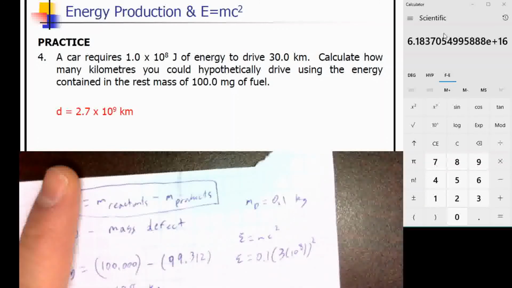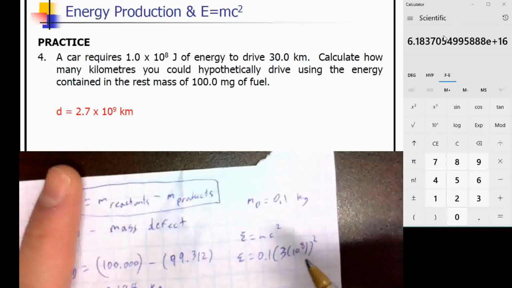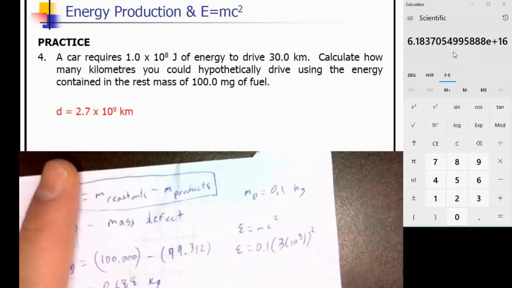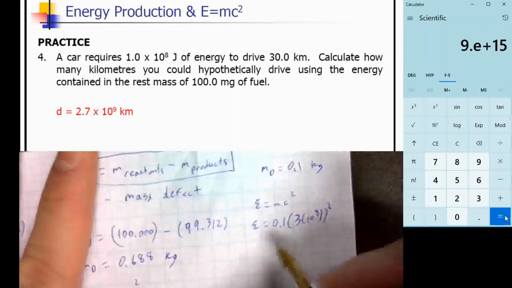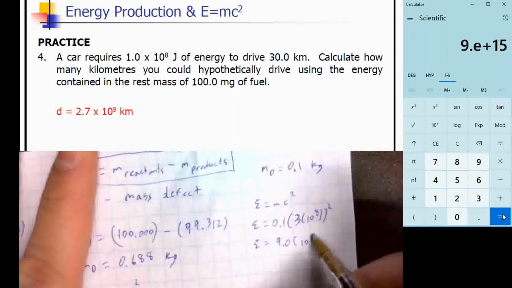Oh, sorry, it says it takes that much energy to drive 30 kilometers. I'm doing this a bit backwards, so I could find the energy first, and then we're asked how many kilometers we can drive. So 0.1 times 9 times 10 to the power of 16. This is how much energy I have. E equals 9.0 times 10 to the 15 joules.